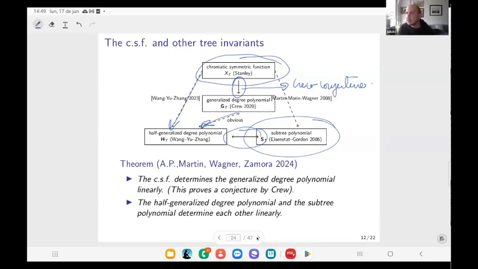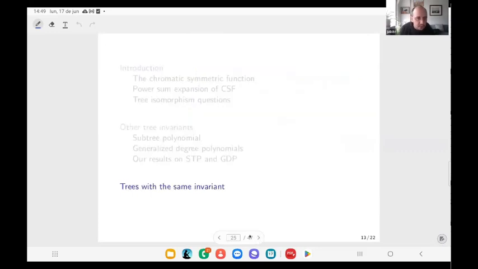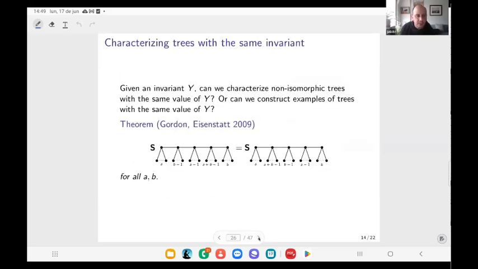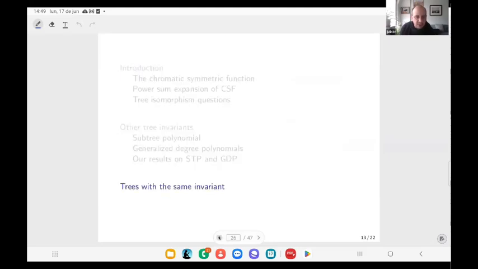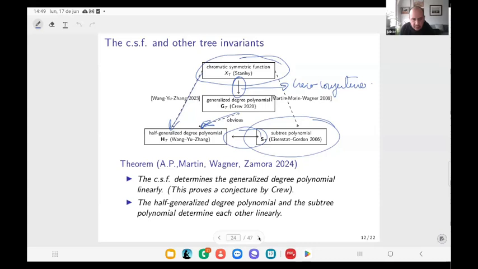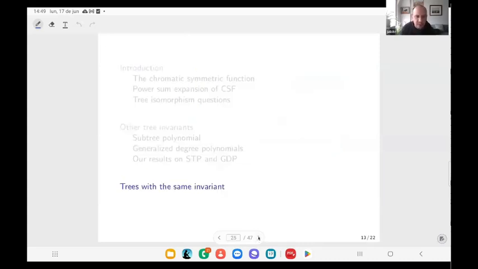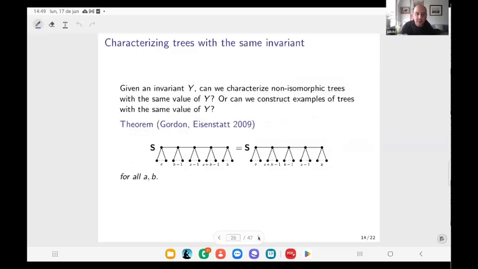Okay. So we are at the 20-minute mark. Here I'm not going to give more details. If there are some questions at the end, I could give a little detail, but most probably I'm not going to have enough time. So the second question was: if I have an invariant, can I characterize non-isomorphic trees with the same value of the invariant?